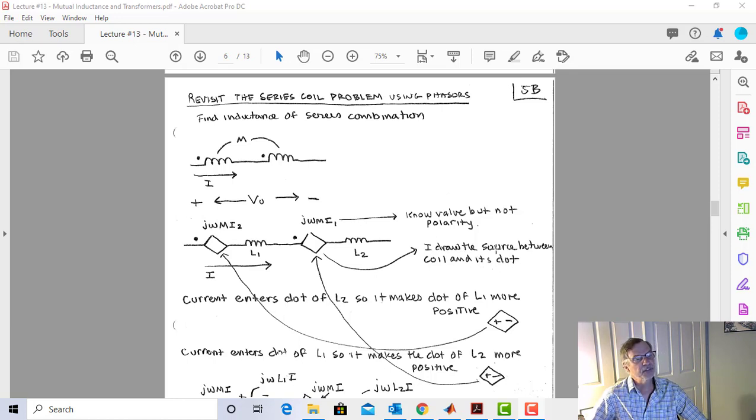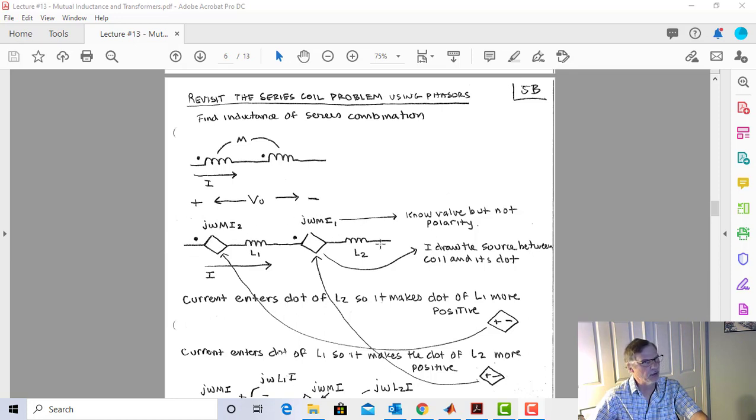The second thing I'm going to do is say, I know the value of the induced voltage. I just don't know its polarity yet. So I'm going to write the value down. And I know that the value of this induced voltage is going to be jωM times I2. And the voltage of this dependent source is going to be jωM I1.